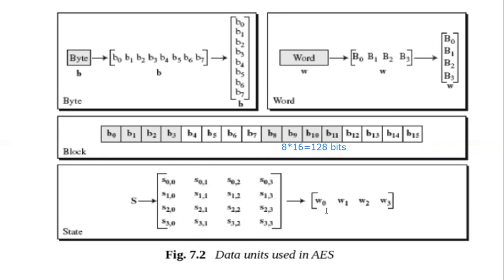Or we can write it as 4 words. 4 words means one word represents 32 bits, 32 bits into 4, that is 128. So either we can represent it as S00, S01, or as W0, W1, W2, W3. So these are the basic data units which we are going to use, and we will see how operations are performed on these data units. So these are the basics.